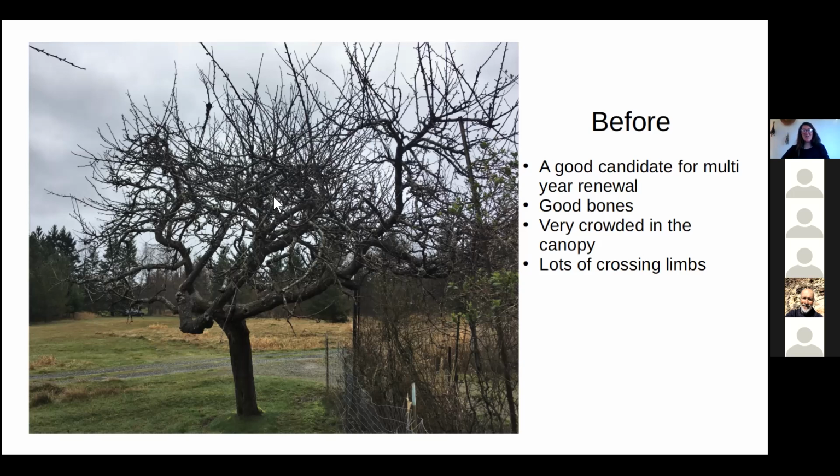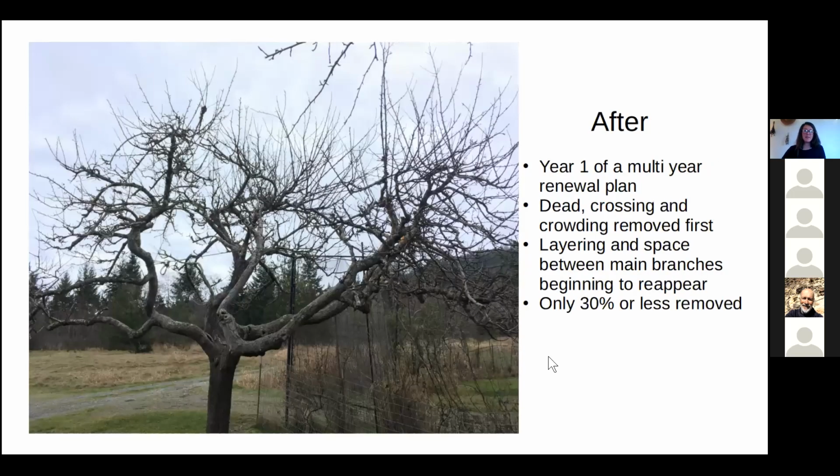I'm going to show you how much we got done in 1 year, and then we left it. So some of the impact that we made was in removing dead and diseased wood, and that accounted for quite a bit. Then we worked on the crowding, and we worked on getting airflow between the layers of the branches that already existed. And all of a sudden you can see through the canopy, and the airflow has been improved greatly.